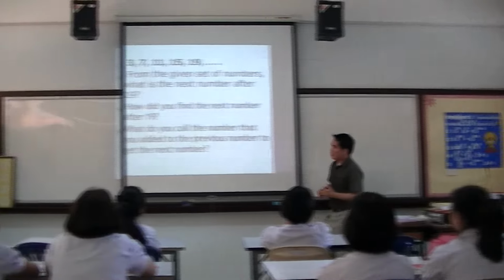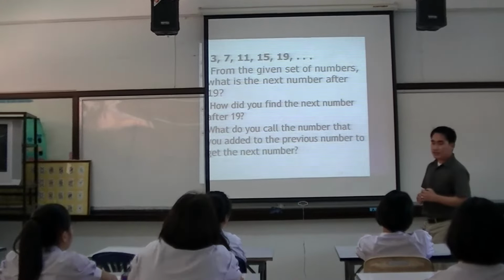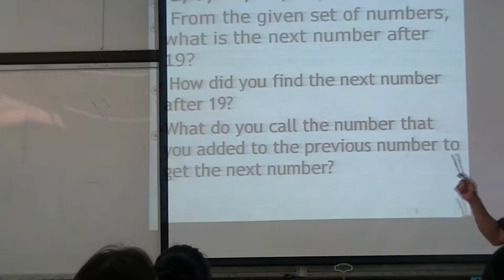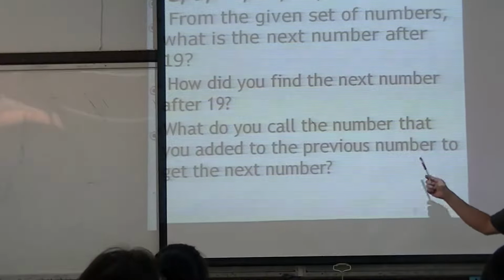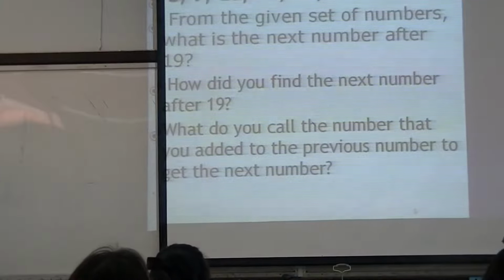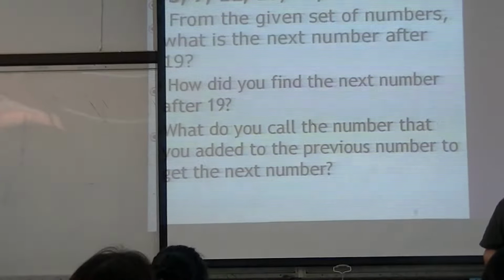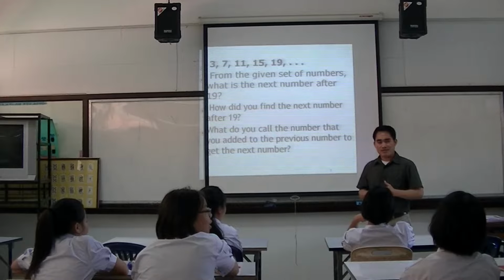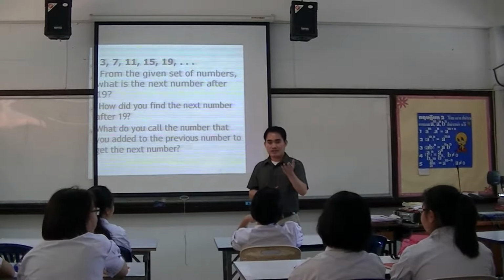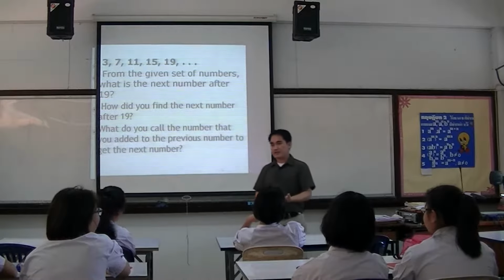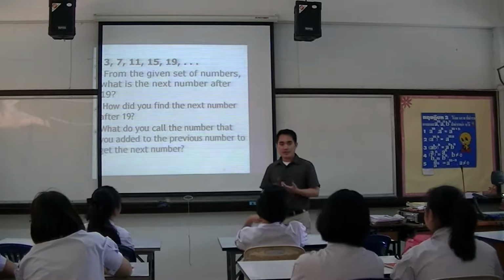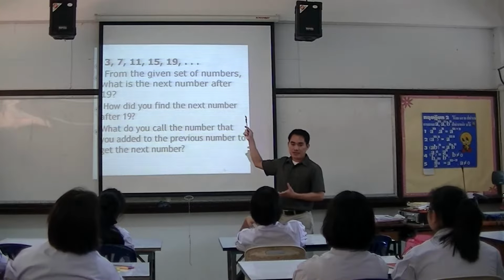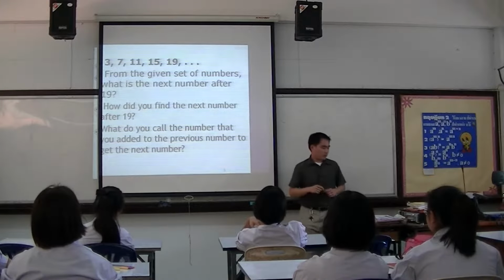What do you call the number that you added to the previous number to get the next number? Common difference. Very good. So what is the common difference from the given set of numbers? 3, 7, 11, and that is 4. Common difference.